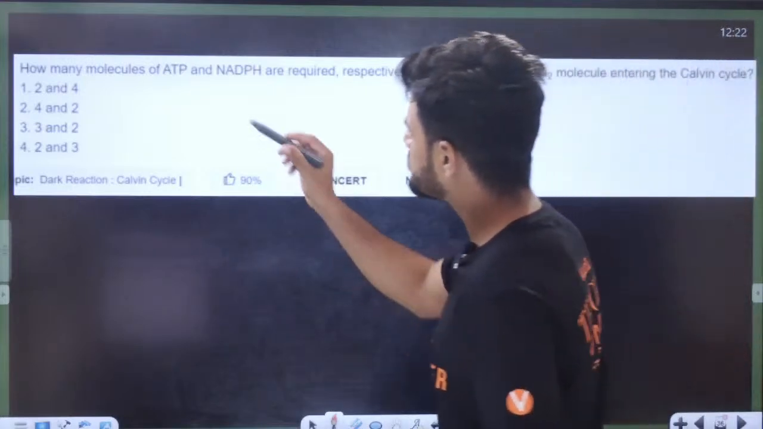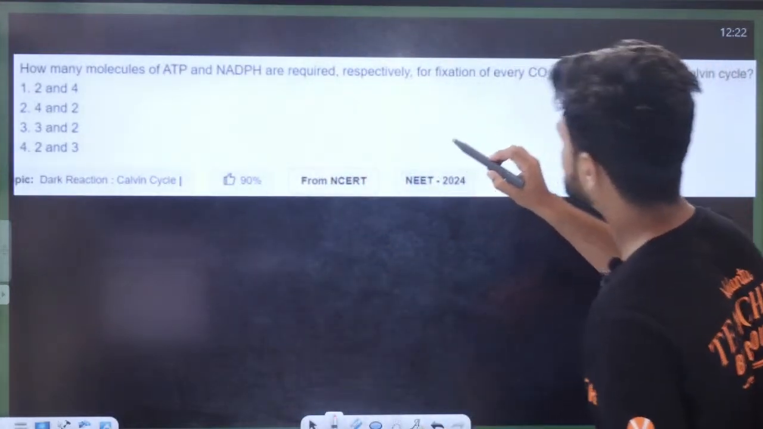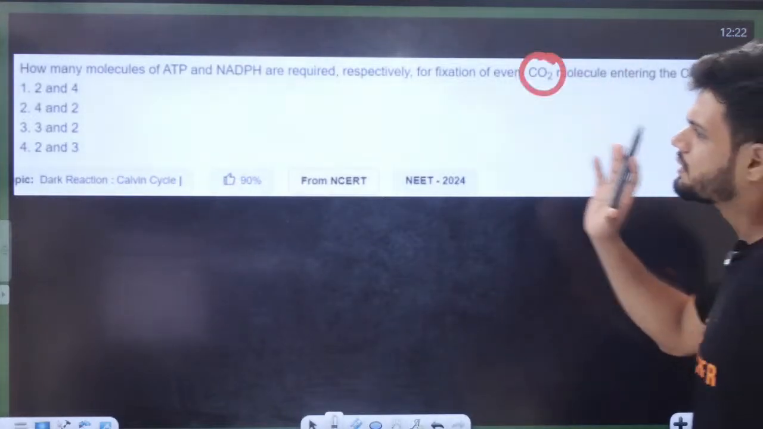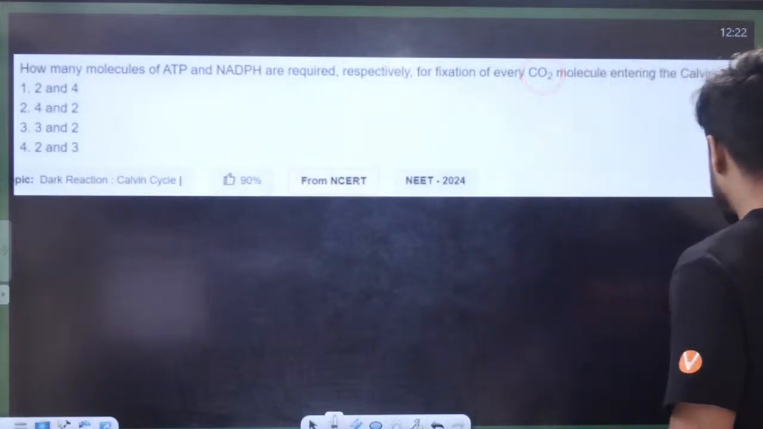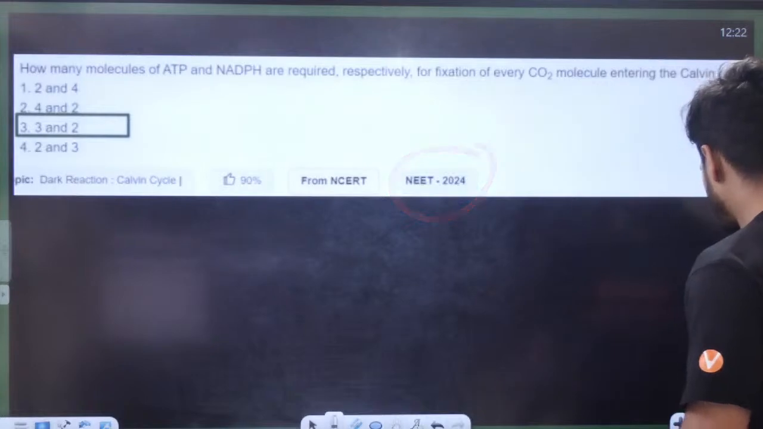How many molecules of ATP and NADPH are required respectively for fixation of every CO2 molecule in the Calvin cycle? Again, an easy question, students. 3 ATP and 2 NADPH. Again, a NEET 2024 question. The same question is repeating.